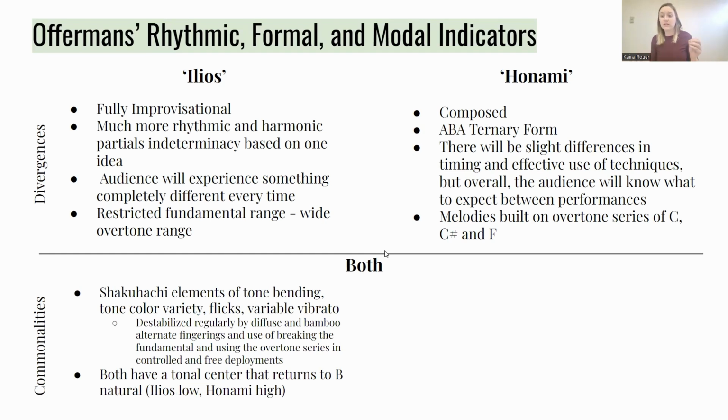So both of these are displaying shakuhachi elements. So tone bending, tone color, key flicks, which would have just been finger flicks on a shakuhachi because they're open hole. Variable vibrato, so using vibrato as a color. Then to do this, he has to actually destabilize many of the techniques on the flute by using alternate fingerings for diffuse tones, like bamboo tones and things like that.